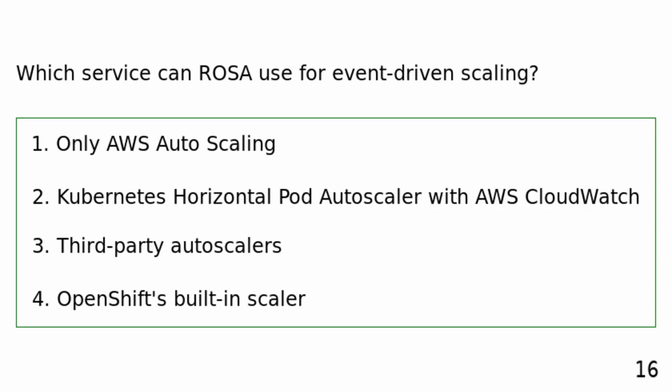Which service can ROSA use for event-driven scaling? Only AWS Autoscaling. Kubernetes Horizontal Pod Autoscaler with AWS CloudWatch. Third-party autoscalers. OpenShift's built-in scaler.